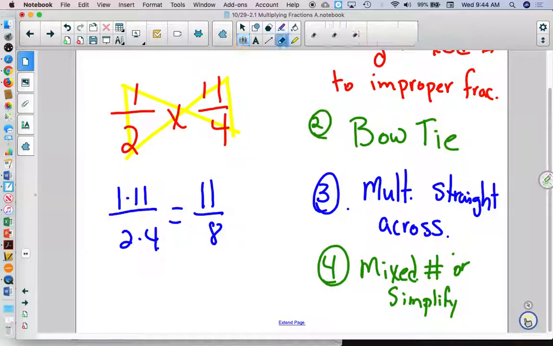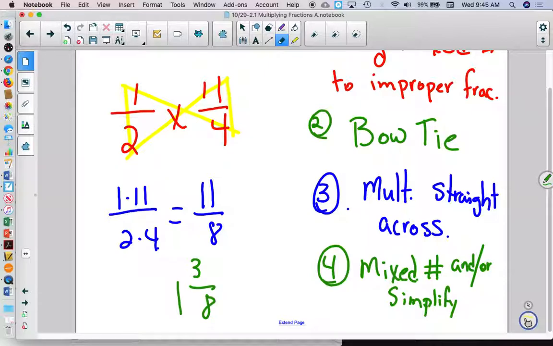Let's see, I want to make sure that I double check and simplify. Now, he said 8 goes into 11 one time, and it leaves me with 3, am I right? Yeah. 1 3/8 is my final answer.